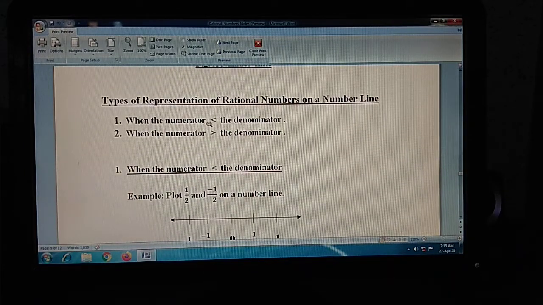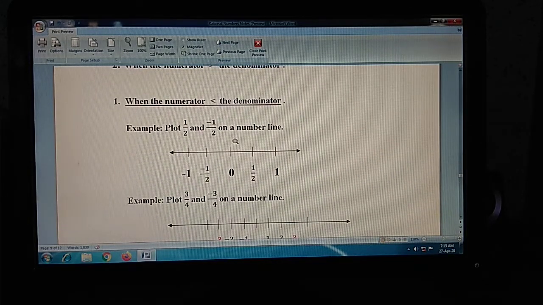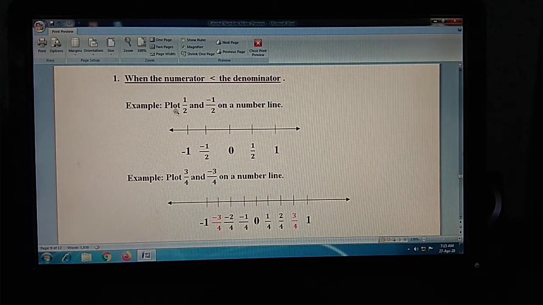First, when the numerator is less than the denominator. Second, when the numerator is greater than the denominator. So this will be clear by giving an example. So let us see how to plot 1 by 2 and minus 1 by 2. So when this is the case, where the numerator is less than the denominator, then obviously the rational number will lie between 0 and 1 or 0 and minus 1.